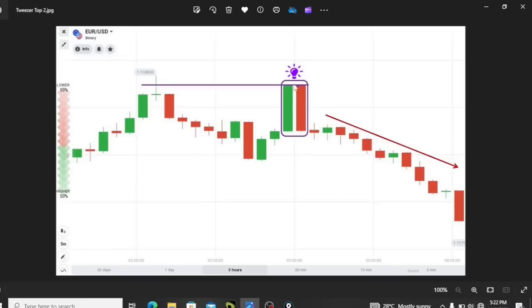What we do in this case, you simply place your trade and then be there on your chart and watch. If the next candle opens here and continues to go down, then you simply begin to see your gain, begin to watch your gain increase.